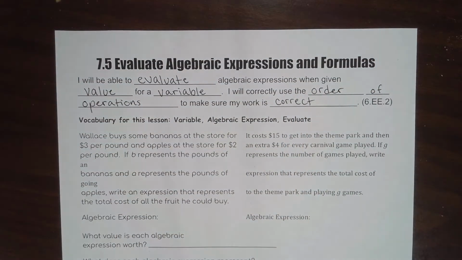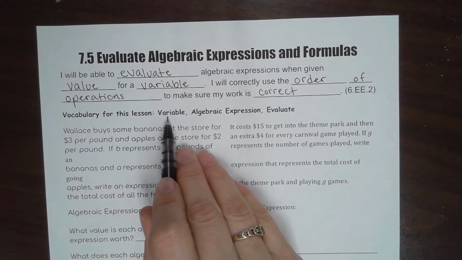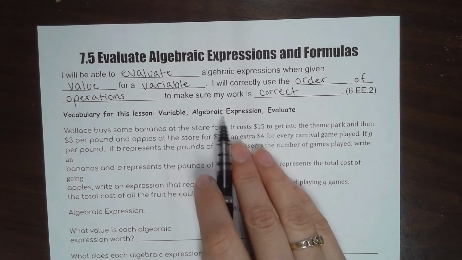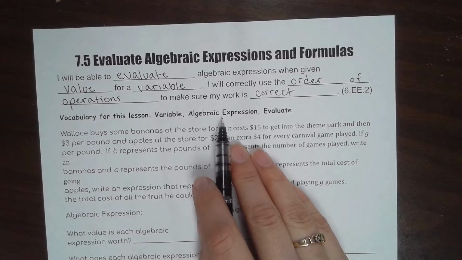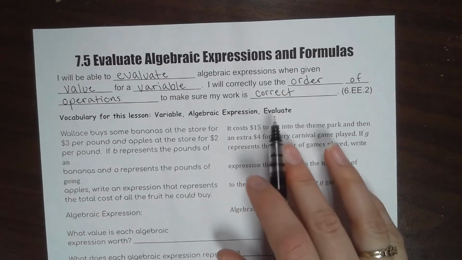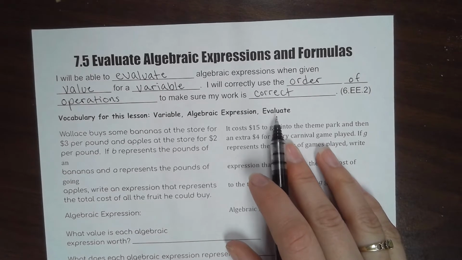All right, vocabulary for this lesson. Let's recall what a variable is. A variable is a letter that we use in replacement of a number for a value that we don't yet know what it's worth. An algebraic expression is using math symbols, numbers, and variables to express a mathematical idea. And to evaluate means to give it value. So we are going to be giving a value to an expression.